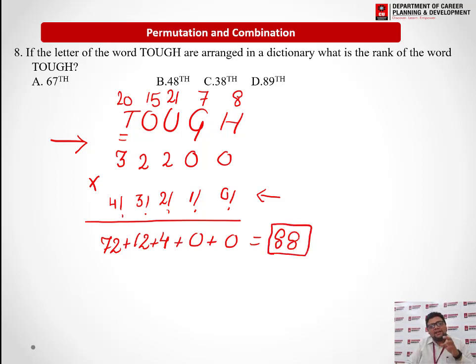88 combinations are there before the word TOUGH is formed. So the rank of TOUGH will be 88 plus 1. We always have to add 1 to find the rank of the given word. So the rank will be 89. This will be our final answer, 89. Okay, in this way we will solve the word formation question.